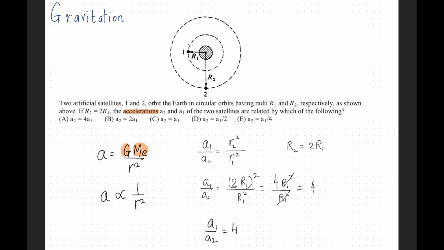So the options are in terms of a2, you can see that. So if I want to write the same thing for a2, I can write a2 is equal to a1 over 4. I'm just switching the places of a2 and 4, which we can do. a2 is equal to 1/4 of a1. So our answer will be E.